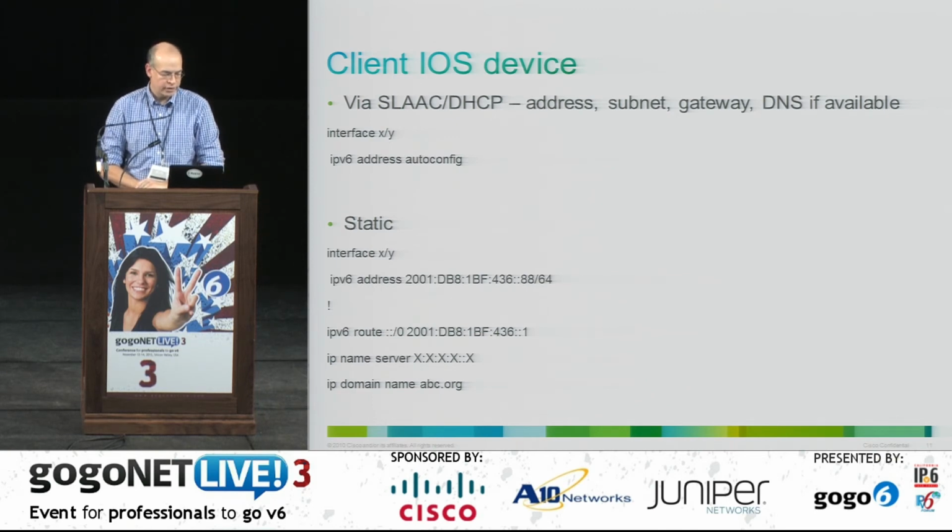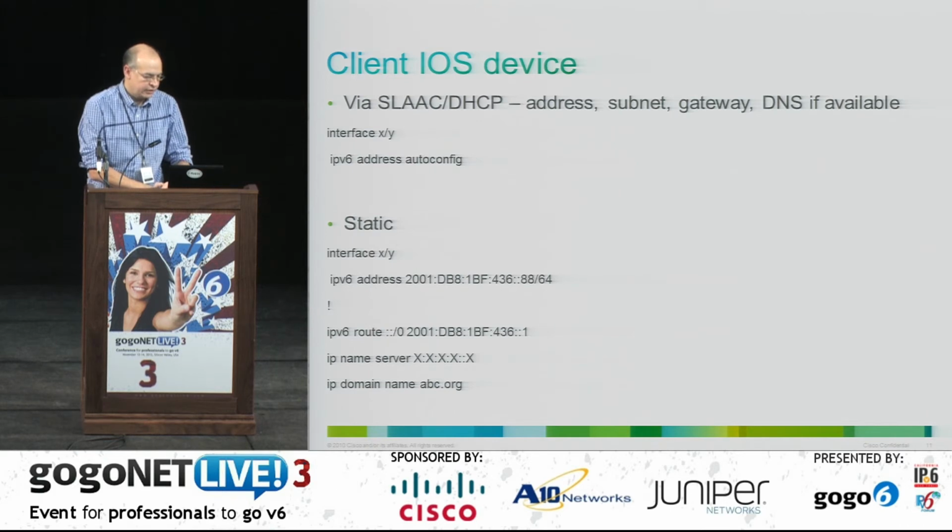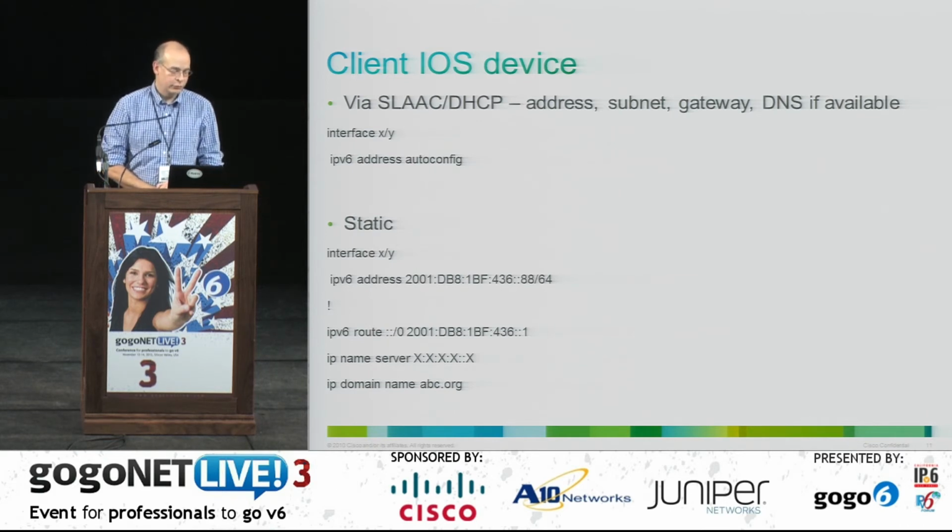If we want to go static, we got to do all of that ourselves. Put in the address, and you see here that if you're going to do it yourself, you're going to keep it simple. Rather than trying to come up with an entire 128-bit address like DHCP is going to hand you, we're going to know what that 64-bit subnet is, and just pop on, in this case here, 88, a simple address identifier that helps us keep it short. We'll have a default route, we'll have a name server, and we'll have the domain name configured.